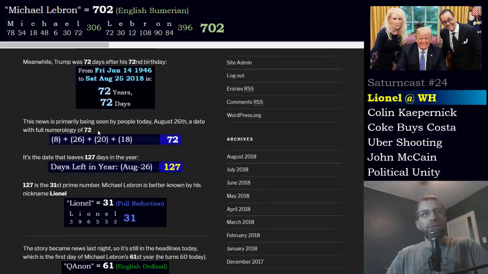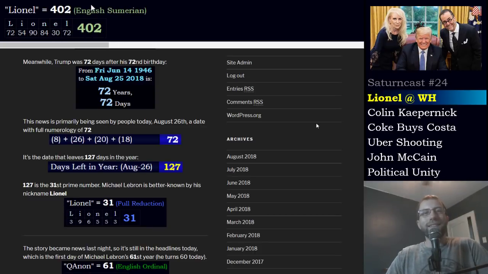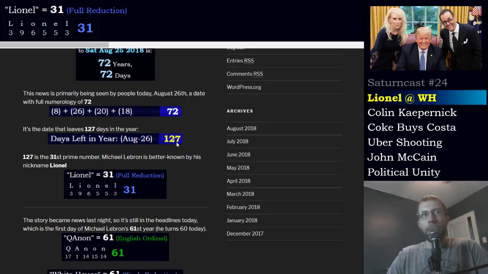Now, we did get news of this late Saturday night. However, it became headlines on the 26th of August. The full numerology of that date is 8 plus 26 plus 20 plus 18. This equals 72. Something else that's highly significant to this study, and once you understand that this is the case, this whole thing becomes a lot more clear.